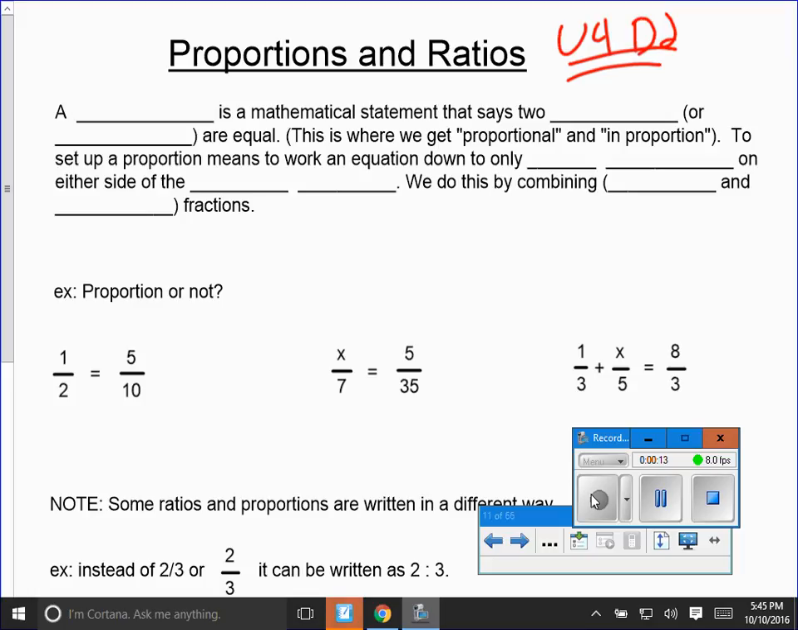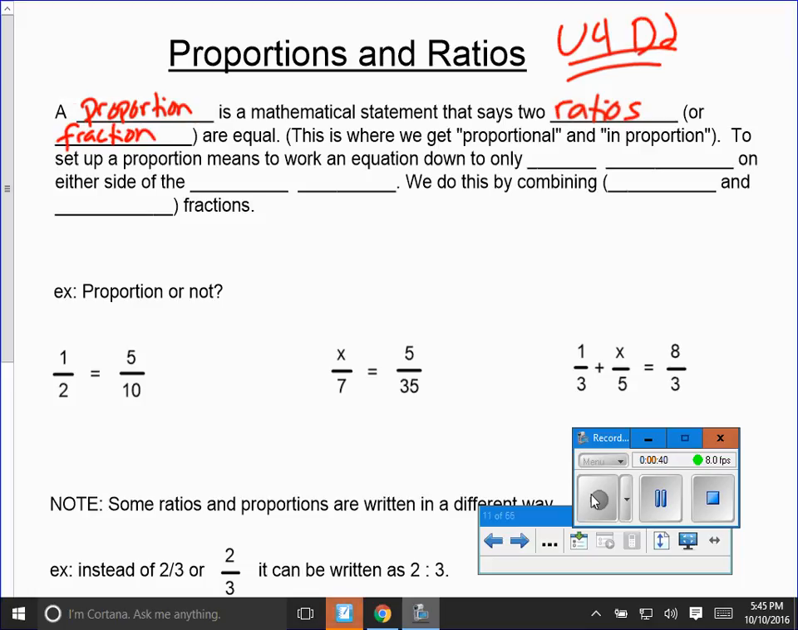What we're looking at today is moving on from those fraction operations and actually working with some problems involving proportions and ratios. So a proportion is a mathematical statement that says two ratios are equal. Ratio, you see the word used a lot, means the same thing as fraction. Ratio and fraction mean the same thing.